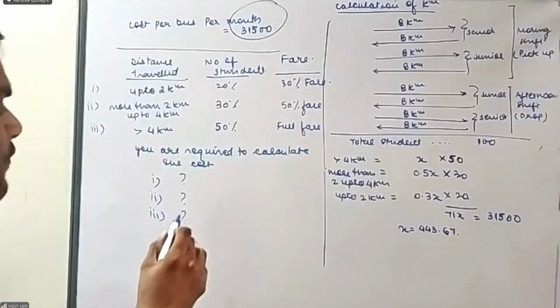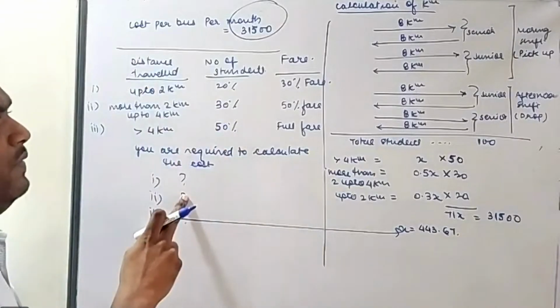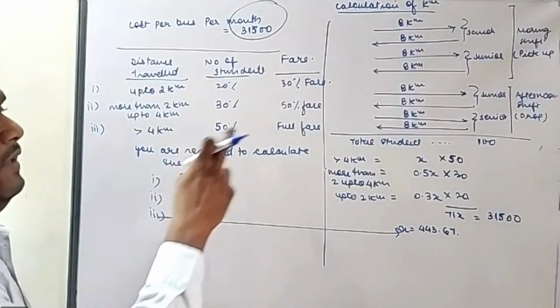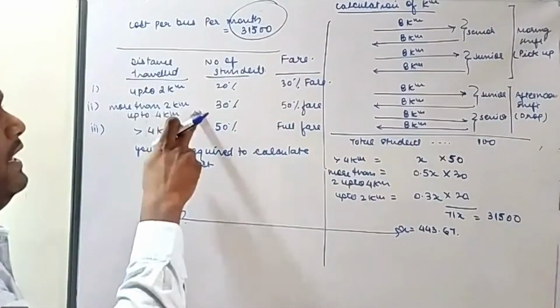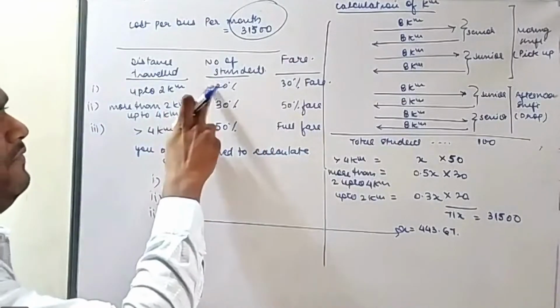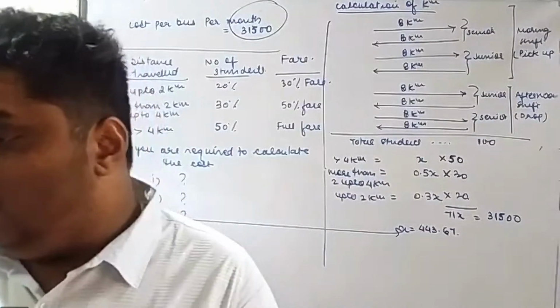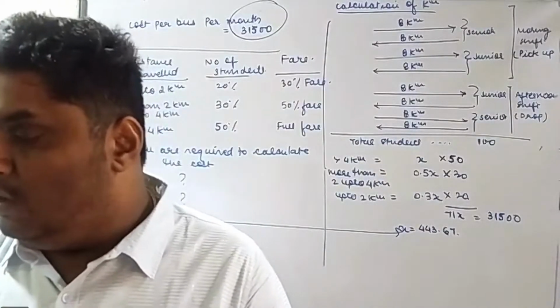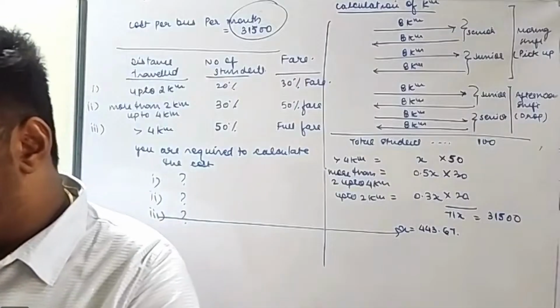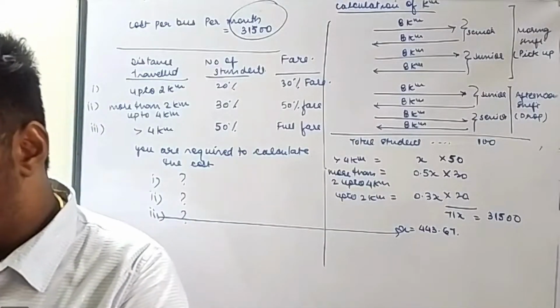So this is the full fare. If you multiply it by 50%, you will get the fare for this one. And if you multiply it by 30%, you will get the fare for this category. So 443.67 is the full fare value. Very good, Neeraj. Very good, Meenu. Meenu, please recheck your answer. Rest everyone correct answer.